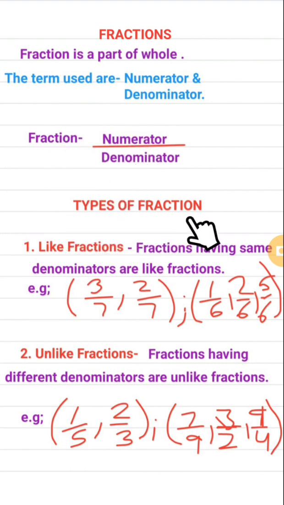Now here are some types of fractions which we have done in the previous class. Like fractions which are having the same denominators, as you can see here in this pair. 7 is the denominator in both the fractions, so this is a pair of like fractions. This is also a group of like fractions. Then unlike fractions which are having different denominators, as you can see here. The denominator is 5, the denominator is 3, so this is a pair of unlike fractions. This is a group of unlike fractions where all the denominators are different.